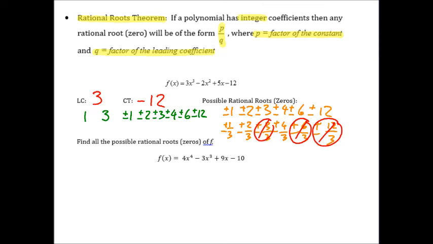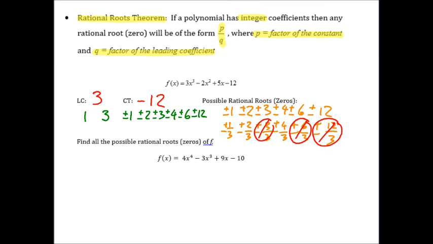This leaves us with a list of still quite a few numbers. It seems very large. But let's realize that we have narrowed down the possible rational roots of this polynomial function from infinitely many possibilities to just a list of now 9, or with the positive and negatives, 18 numbers. And we are not saying that these are all the different rational roots of that function. We're saying if that function has any integer rational roots, then they're going to be some of those numbers that we have here.